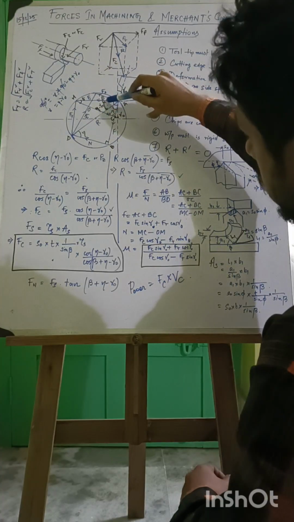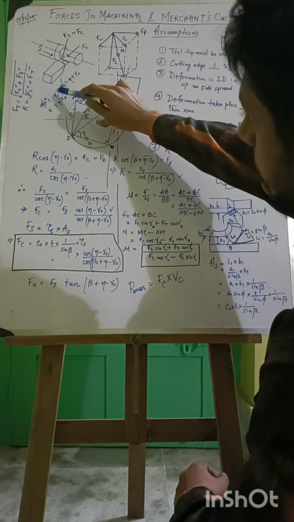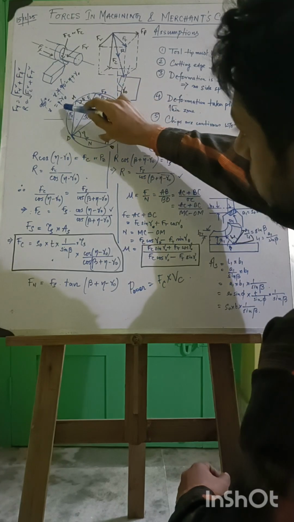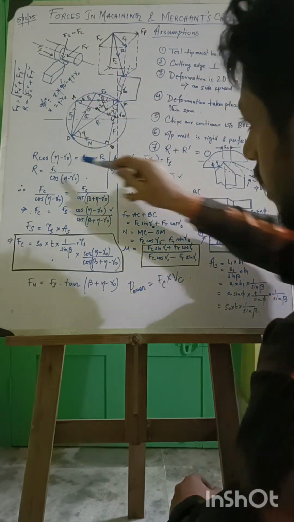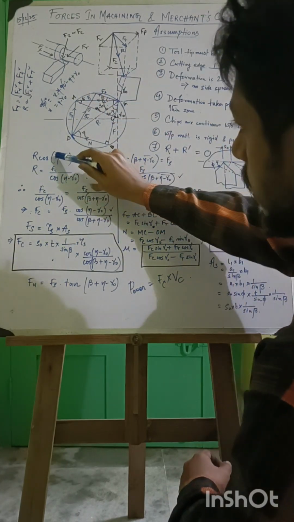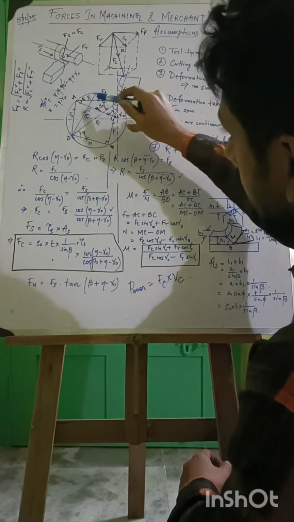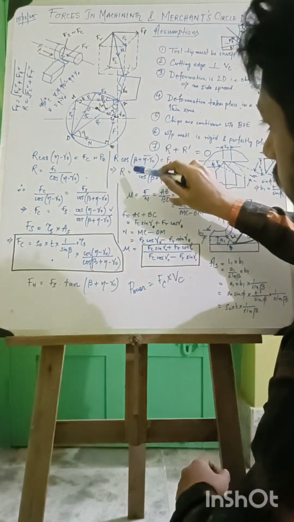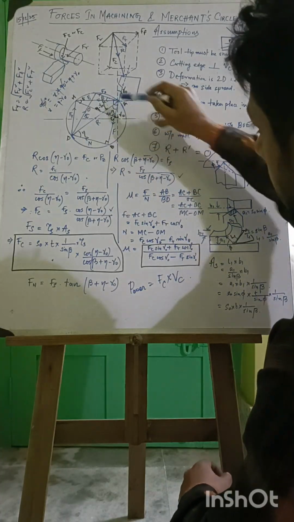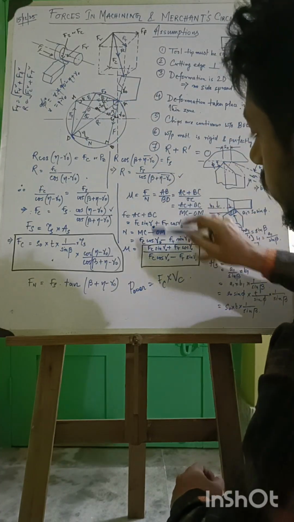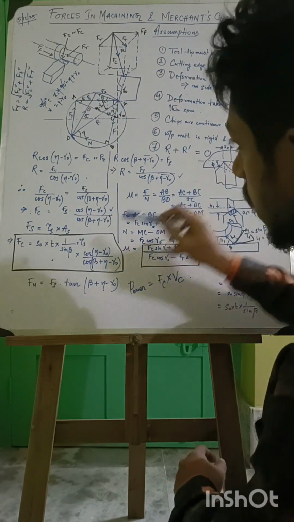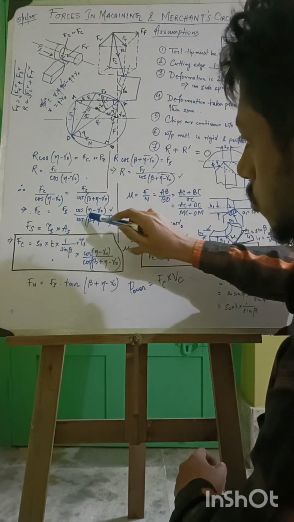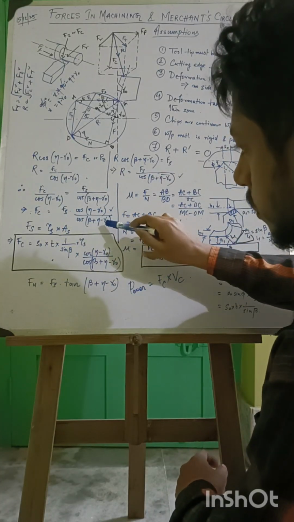How? Suppose this one is x, then this is 90 degrees, so 90 degrees equals x plus 90 minus eta plus gamma naught, so x equals eta minus gamma naught. Now, in this triangle, R cos(eta minus gamma naught) equals Fc. So R equals Fc by cos(eta minus gamma naught). Then again, in this triangle, R cos(beta plus eta minus gamma naught) equals Fs. So R equals Fs by cos(beta plus eta minus gamma naught). Equating these two, we get Fc equals Fs into cos(eta minus gamma naught) by cos(beta plus eta minus gamma naught).